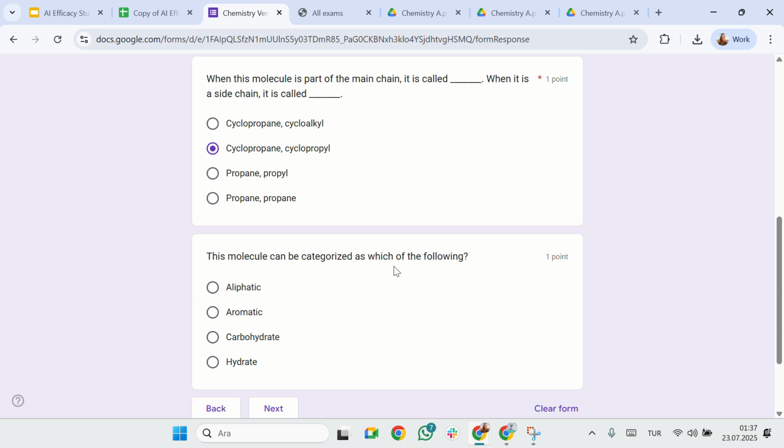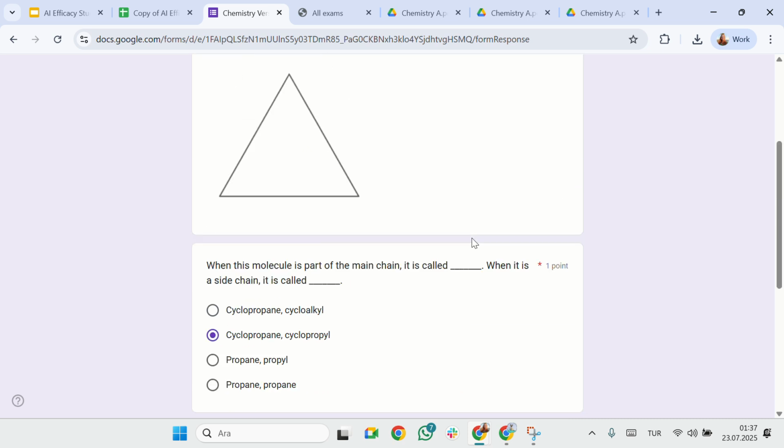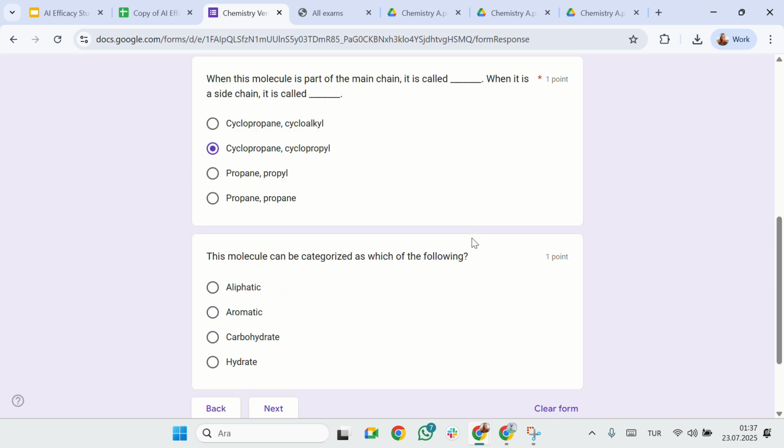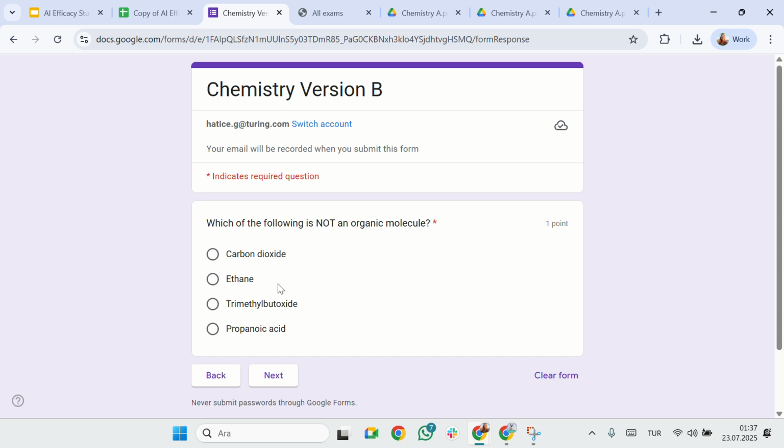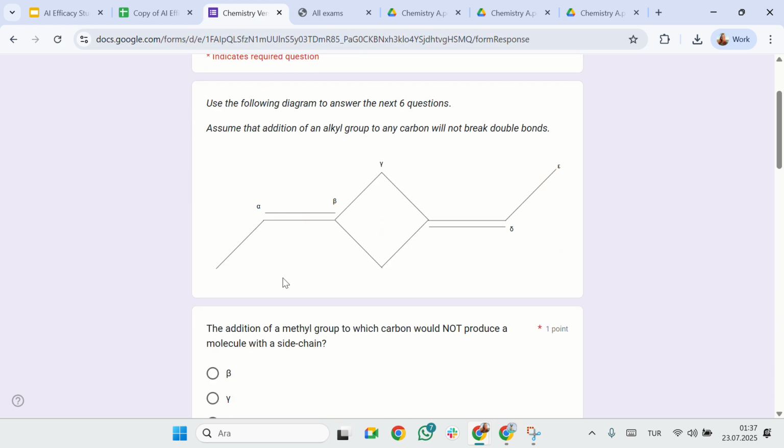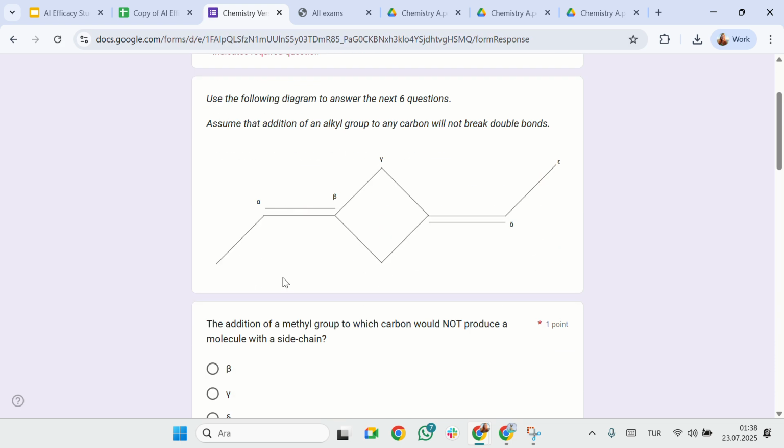This molecule can be categorized as which of the following? Aliphatic, carbohydrate. I'm gonna go with aromatic. I think, yeah. Which of the following is not an organic molecule? I know that. Use the following diagram to answer the next 6 questions. Assume that addition of an alkyl group to any carbon will not break double bonds.